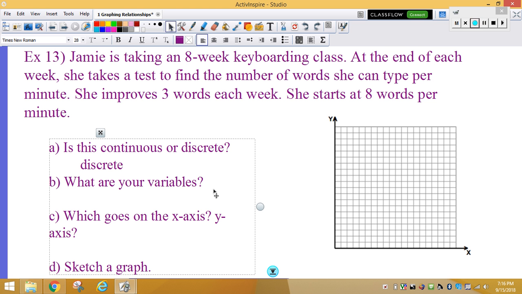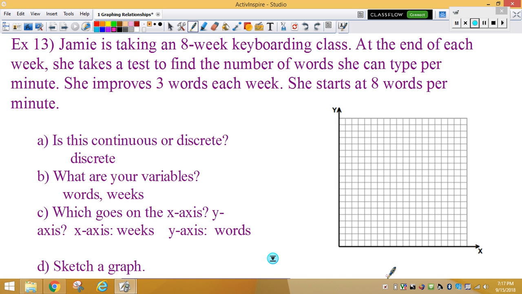What are your variables? Well, we just said words, right? We're talking about words. And we're talking about an 8-week keyboarding class. So we're talking about weeks. Well, again, I told you most of the stuff we're going to do is time. And weeks is a form of time. So that's going to go on your x-axis, which means words will go on your y-axis. And then finally it says sketch a graph.